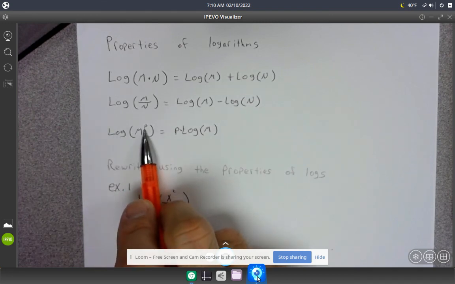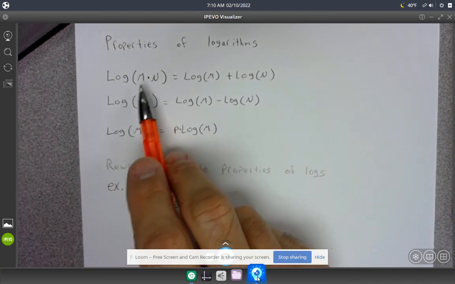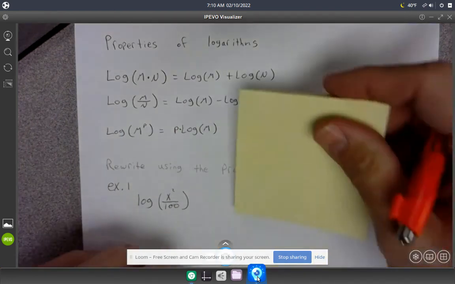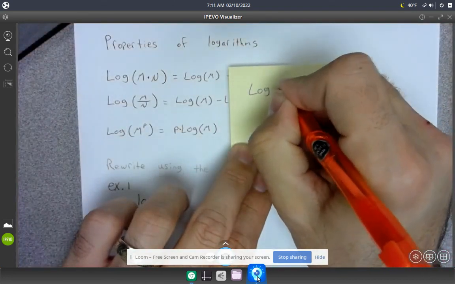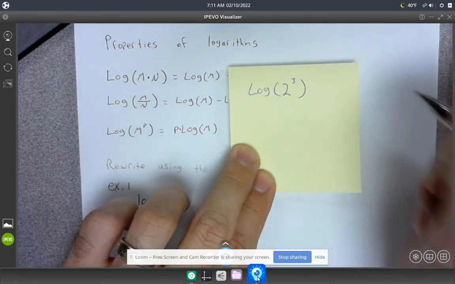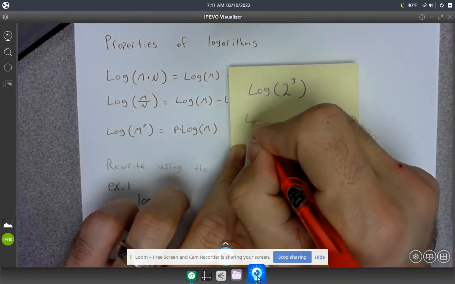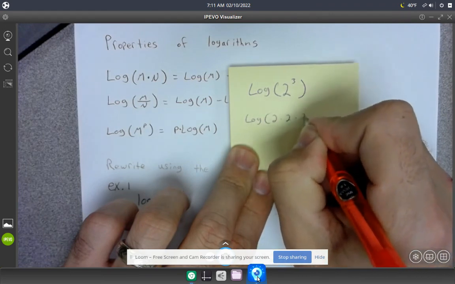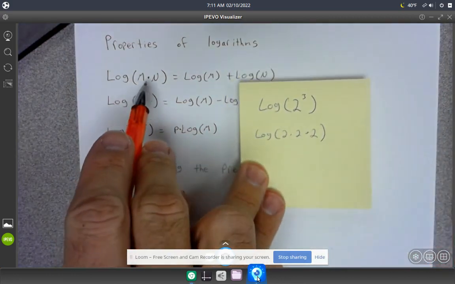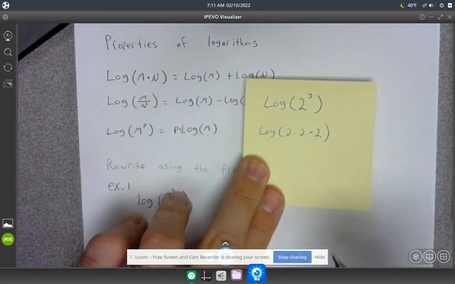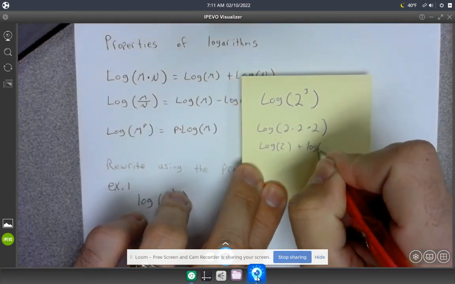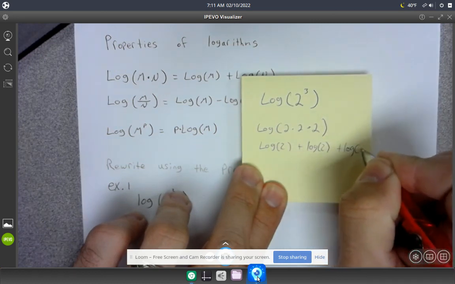All right, what's happening here? It's really just this property, the multiplication property, well, repeated. Like if I had the log of, say, 2 to the third, okay, this would be the same as the log of 2 times 2 times 2. And then since these are all being multiplied, I can use this multiplication transfers to addition property to rewrite them as the log of 2 plus the log of 2 plus another log of 2.